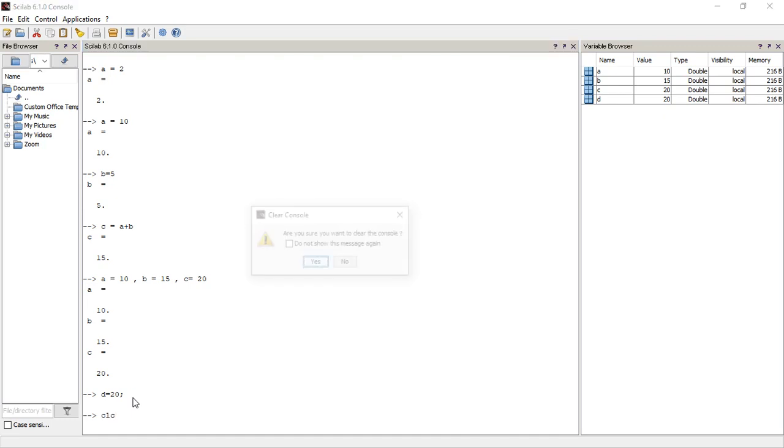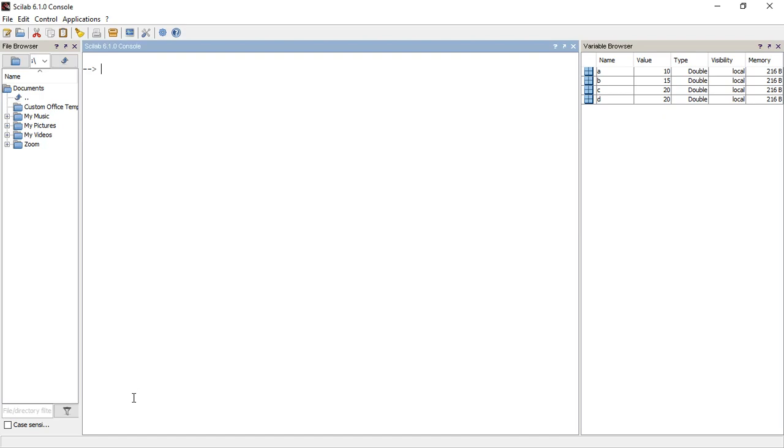The same thing, I'm going to use the semicolon now. A is equal to 15 semicolon, B is equal to 20 semicolon, C is equal to 25 semicolon. Then click enter. Nothing is displayed. That is the purpose of the semicolon.